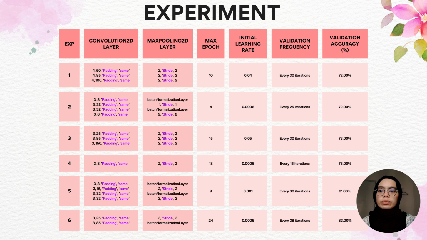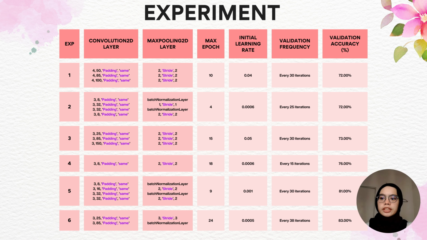For experiment 2, we use 4 convolutional layers with 8, 32 and 8, 32 filters incorporating batch normalization, with 2 by 2 max pooling layers and 1 by 1 max pooling layers, with 4 epochs and a learning rate of 0.0006. The validation accuracy is checked every 25 iterations, and it also achieved a validation accuracy of 72%.